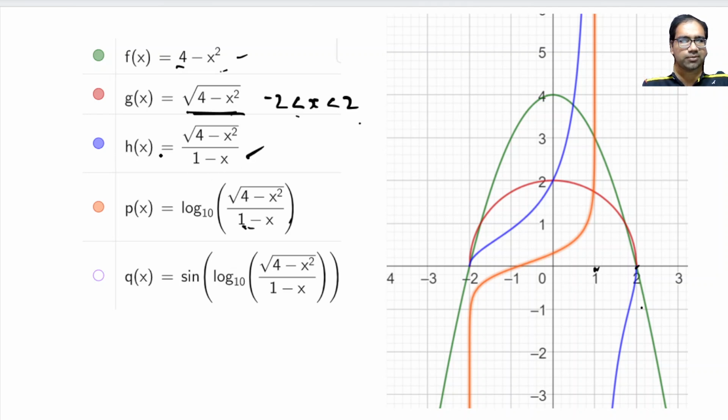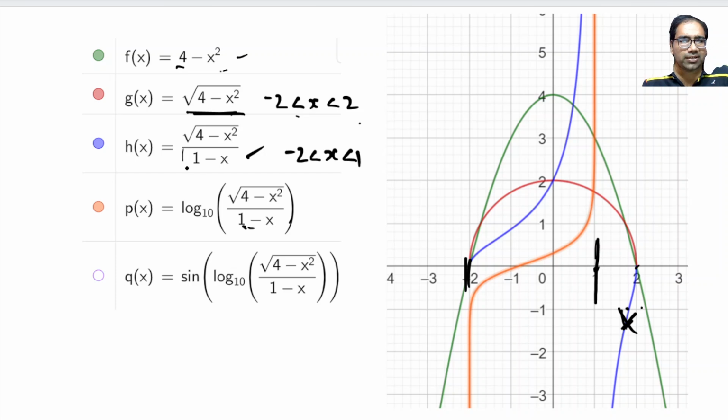This blue one, h of x, once you do this ratio, is this blue line. But we want the domain to be restricted till this point only. So we can ignore this point. Why? Because we want this thing to be positive. This is positive between -2 and 1. Okay. So -2 and 1 is our domain for this function, right? So that's why in between -2 and 1, this blue line is always positive.